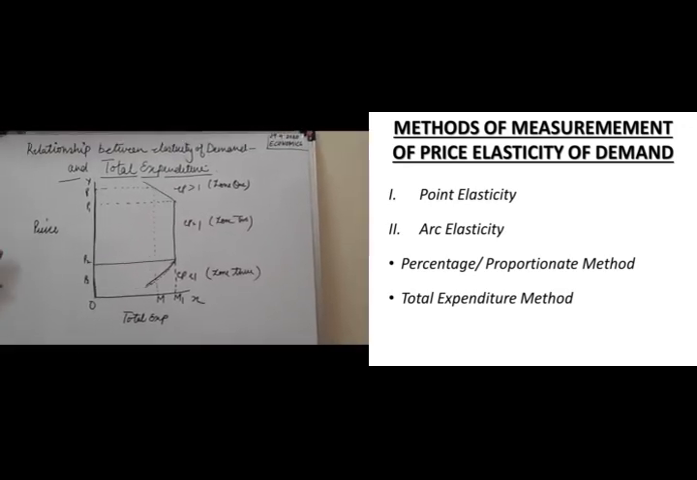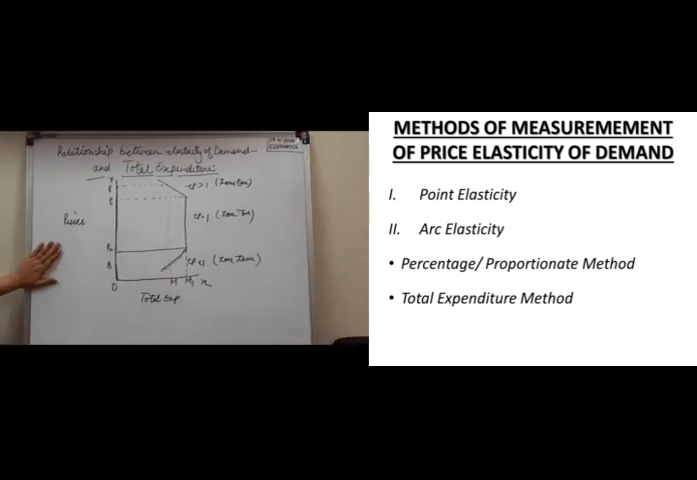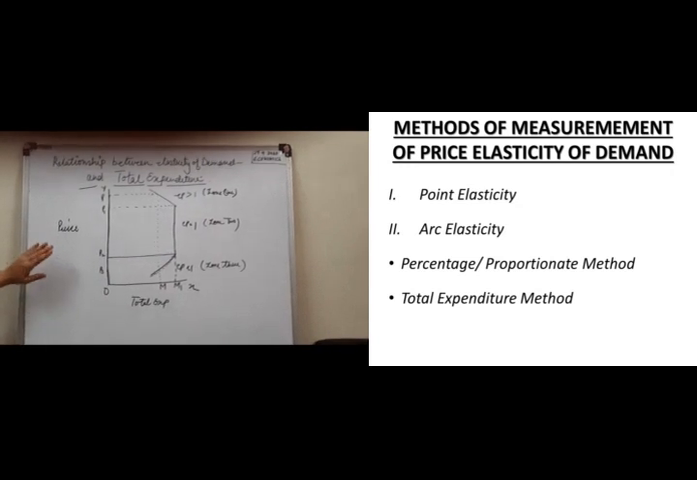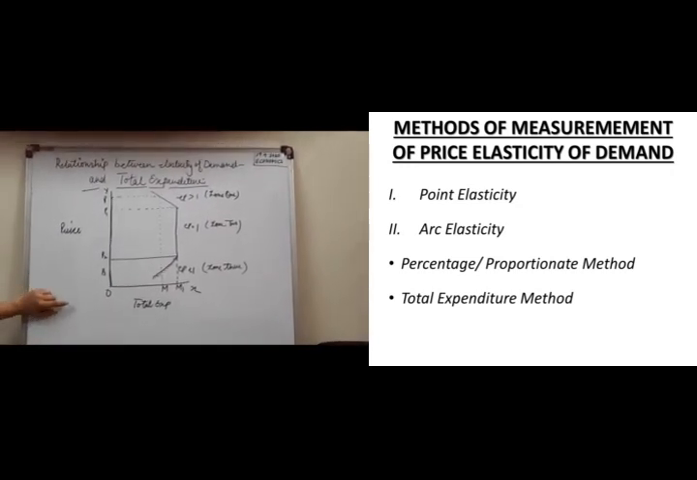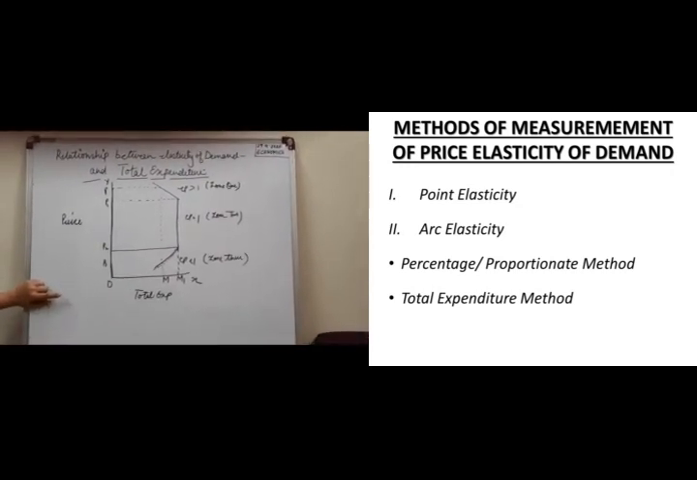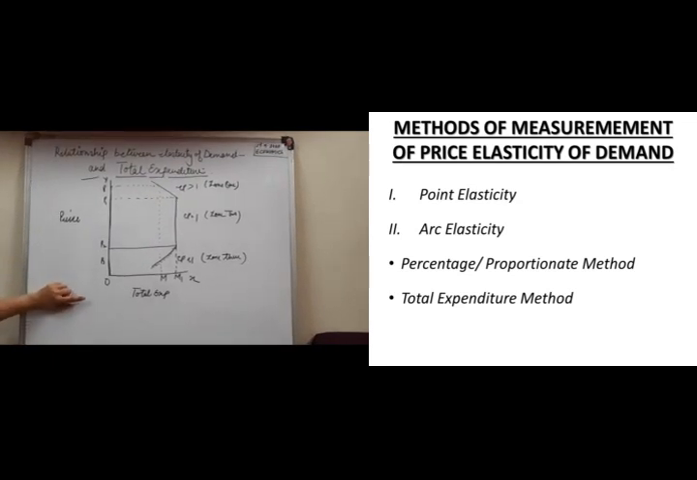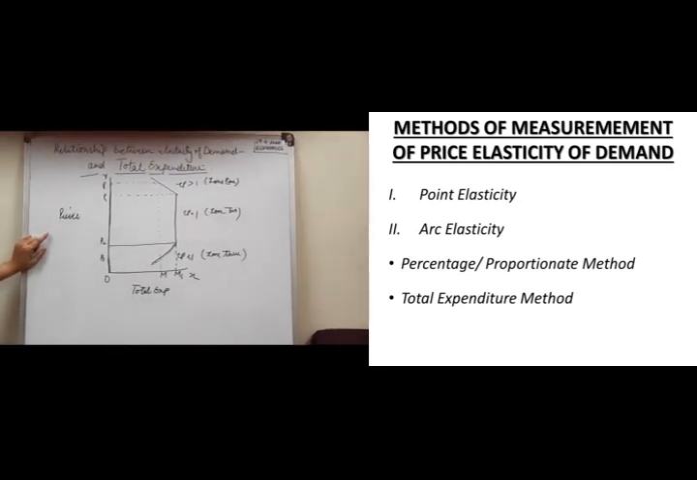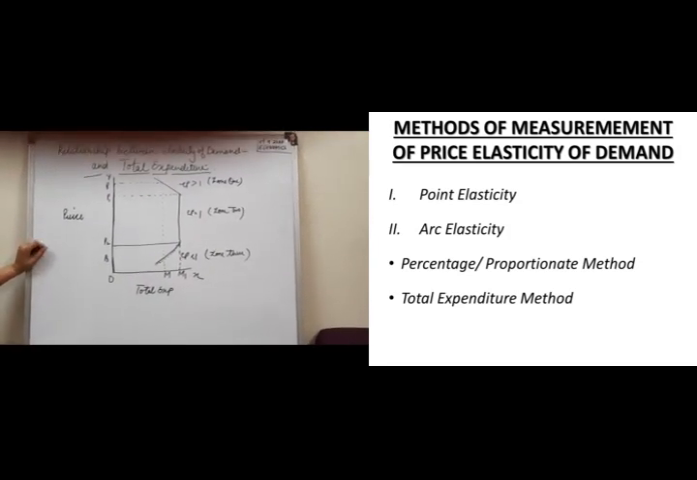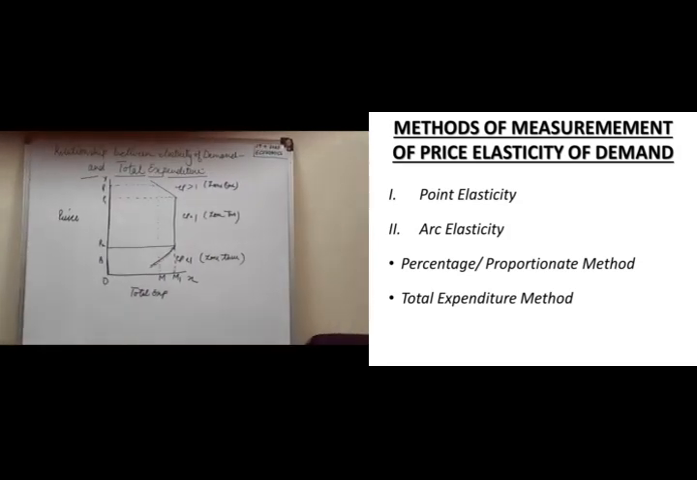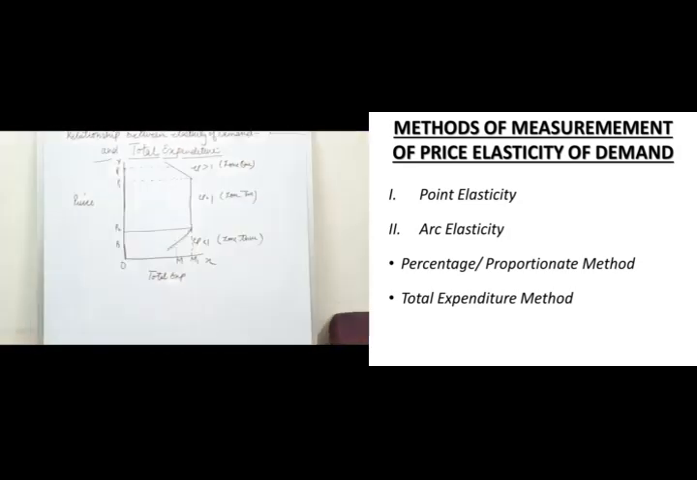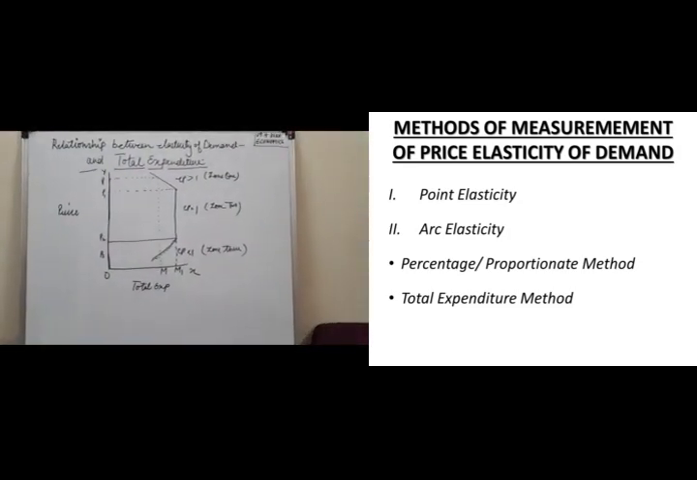Alright, so now we can see the relationship between the elasticity of demand and total expenditure with the help of this diagram. What you can see is the OX-axis is showing the total expenditure of the consumer and the OY-axis is showing the price. We have studied 3 degrees of total expenditure. One is greater than 1, where price falls, the total expenditure increases, price rises, total expenditure falls.